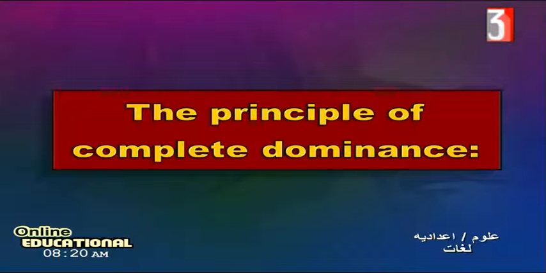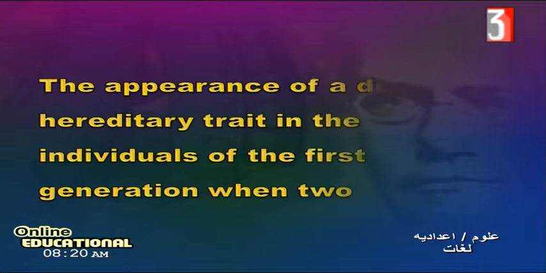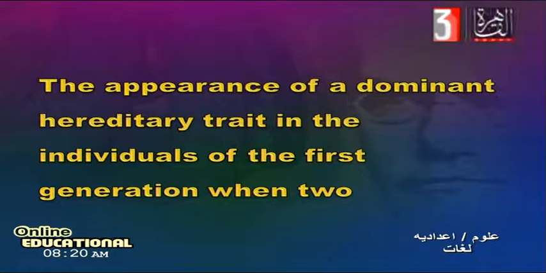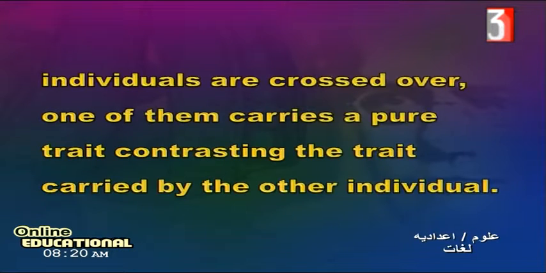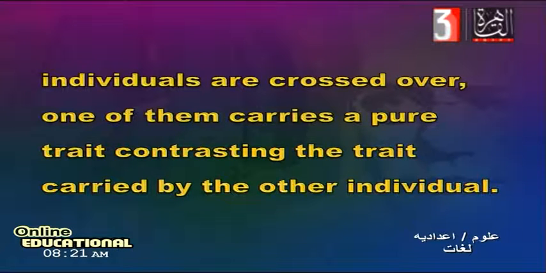The principle of complete dominance: the appearance of a dominant hereditary trait in the individuals of the first generation when 2 individuals are crossed, one of them carrying a pure trait, A capital, which masks the trait carried by the other individual.